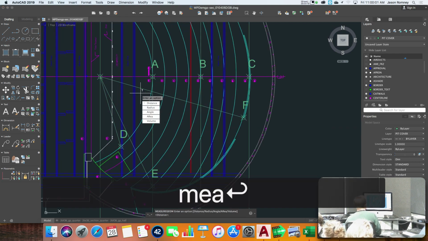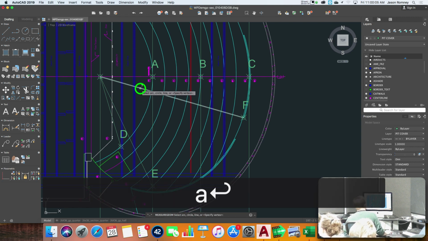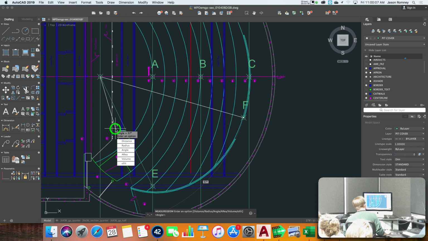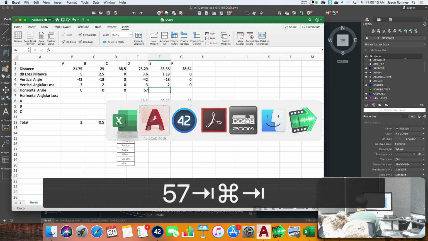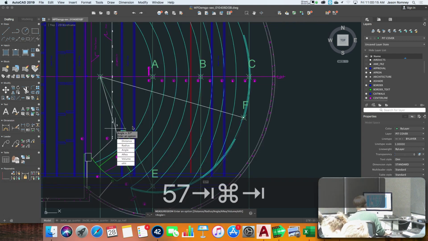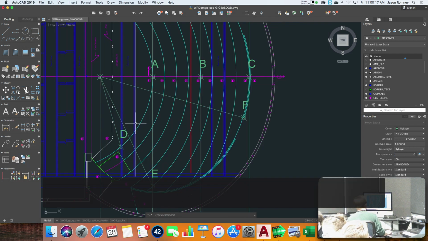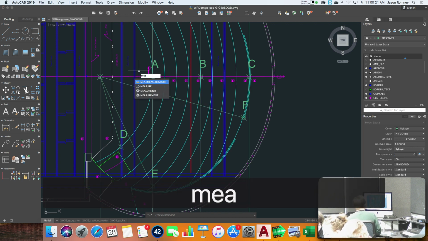57 degrees. Which point is that? Oh, sorry, I measured off of F. Right. Good catch. We'll do it here to there. 73 degrees. Good catch, Lance.